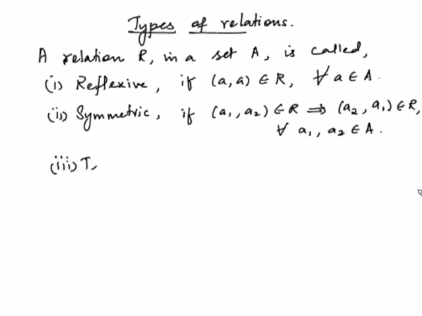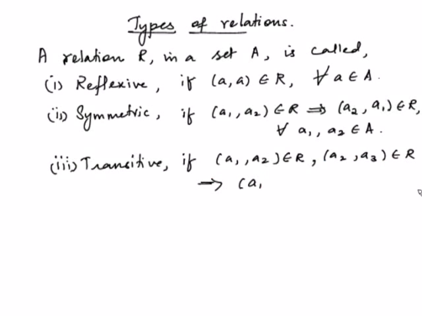Transitive if (a1, a2) belongs to R and (a2, a3) belongs to R implies (a1, a3) belongs to R for every a1, a2, a3 belonging to A.